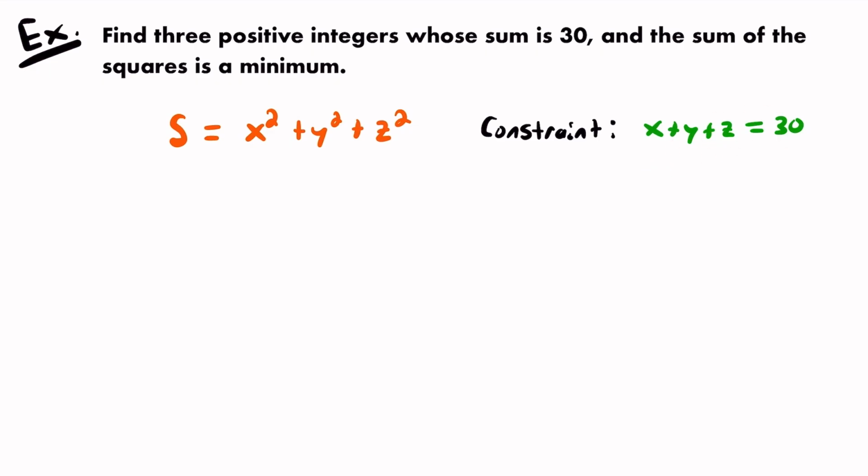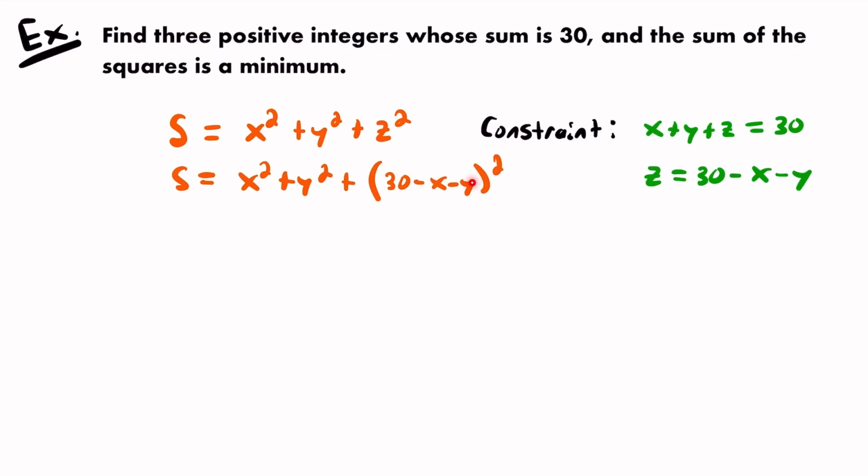Okay, so in the constraint, what I'll do is solve for z. That way the two variables that we will be working with are x and y, which we are pretty familiar with for working with a multivariable function of two variables. So if we solve for z here, we would want to subtract x and y from both sides of the equation, giving us z is equal to 30 minus x minus y. And so then, substituting that expression in for z in this equation will give us that S is equal to x squared plus y squared plus z squared, where z is 30 minus x minus y.